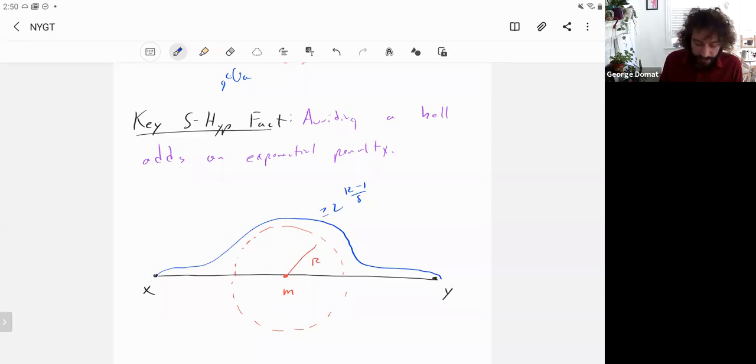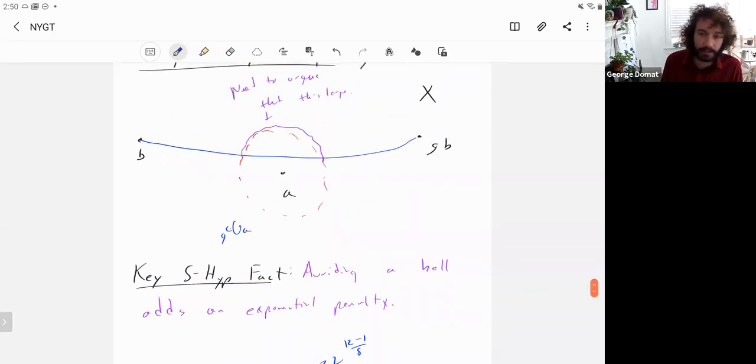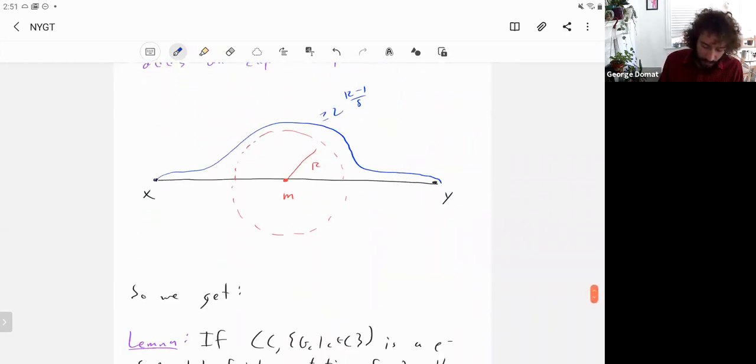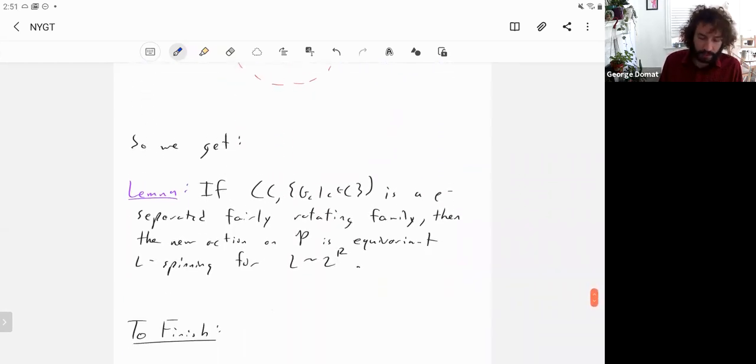This was basically exactly the distance we needed. So putting this all together, we can prove a lemma that says that if you start with a rho-separated fairly rotating family, and apply this projection complex construction to it, then the new action on the projection complex is equivariant L spinning, where L grows roughly like 2 to the r.